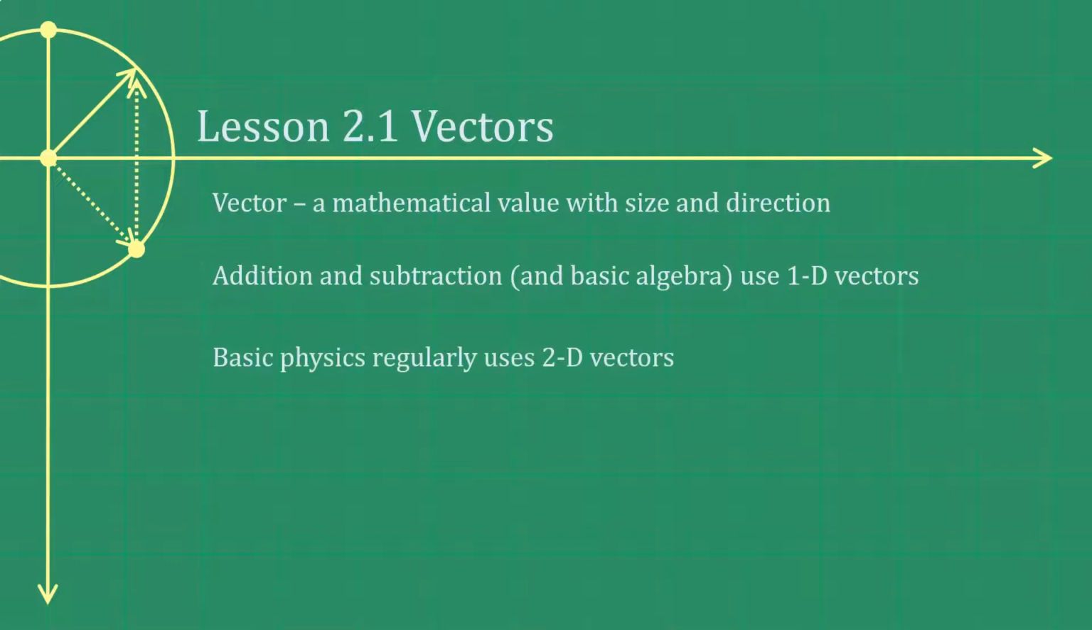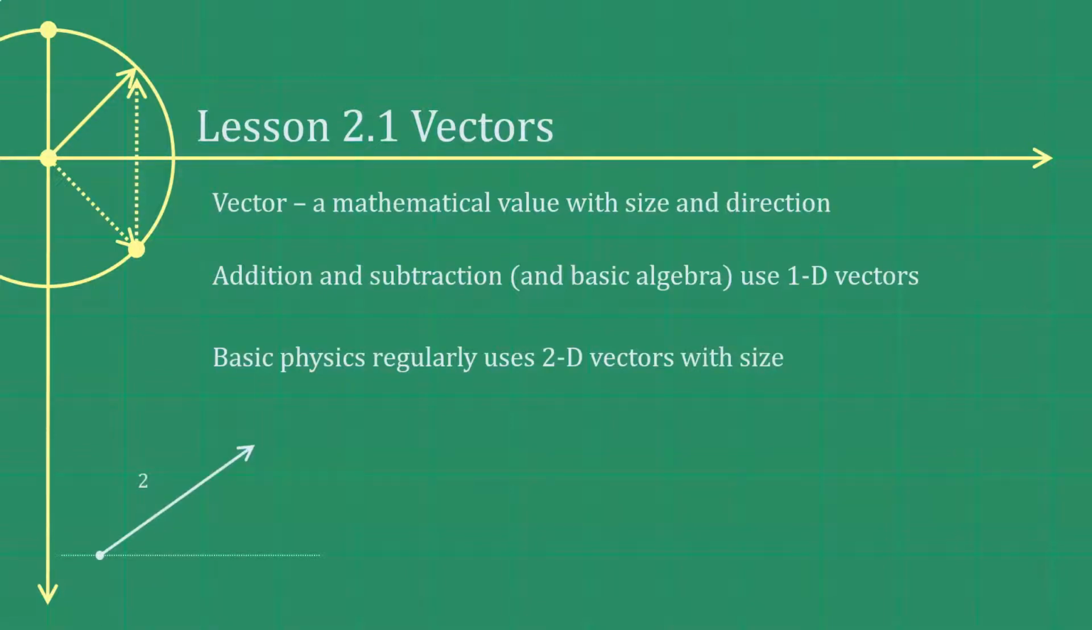In basic physics, we're regularly going to encounter two-dimensional vector problems, where we have something pointing in a direction that's not just on the number line. It's going to be pointing in a direction that deviates from the horizontal. So let's take a look at an example of this. Here I'm going to have a vector that has a size.